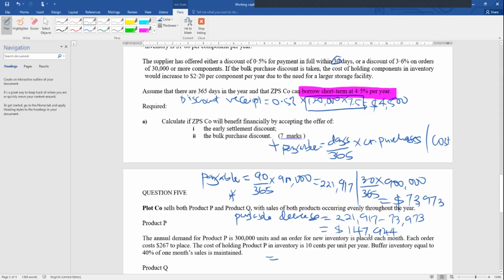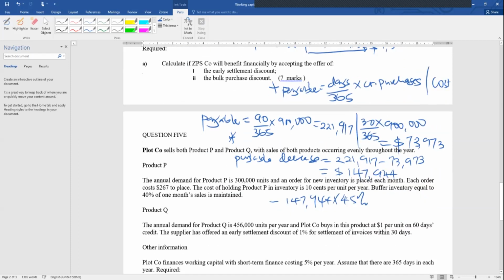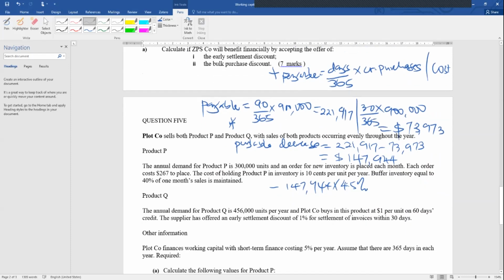The amount you have borrowed is 147,944, and you pay an interest of 4.5%, which you never used to pay, but now you'll be paying because you have to force finances. Therefore, how much interest will be paid to the bank? This is the interest: 6,657 per year. That's the interest we're paying to the bank.